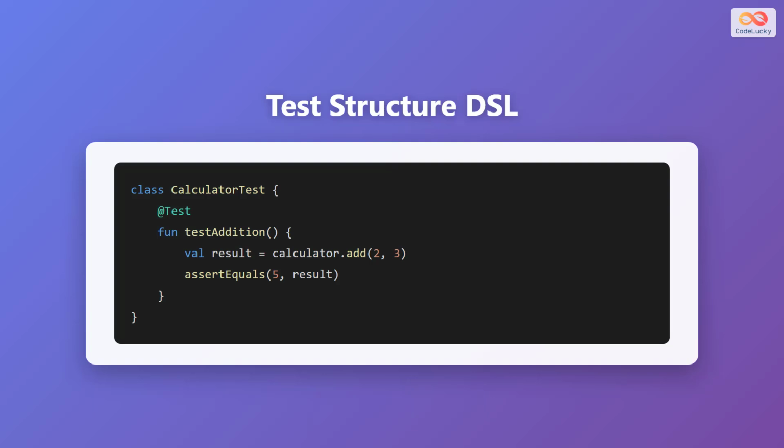The test structure in Kotlin.test follows a clean and familiar pattern. You create a test class to group related tests together. Each test method is marked with the @Test annotation, which tells the testing framework that this method should be executed as a test. Inside the test method, you arrange your test data, act on the code under test, and assert the expected outcomes. In this example, we have a calculator test class with a test addition method that verifies the add function returns the correct result. This structure is simple, readable, and follows testing best practices that make your tests easy to understand and maintain.